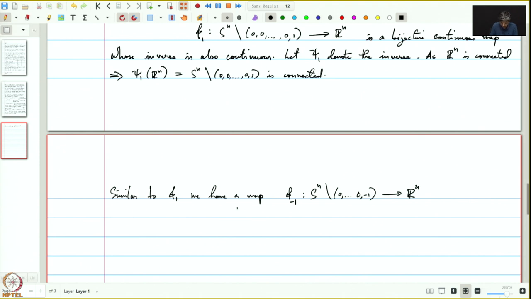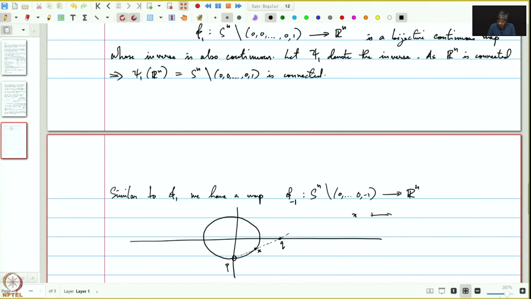Geometrically, what does this map do? We have the sphere, and we are removing this point. Given any point X on the sphere, we join P and X with a straight line, and X is sent to the point Q. This is our Rn, and this is Sn minus the south pole.